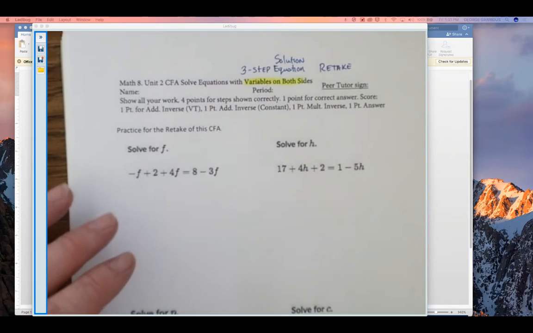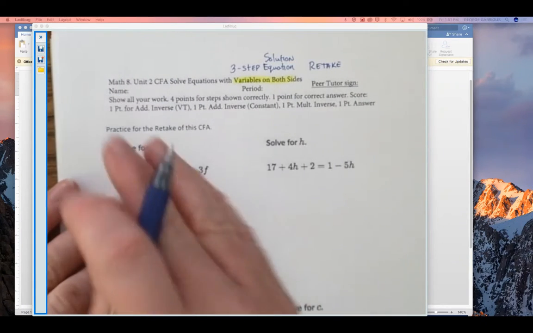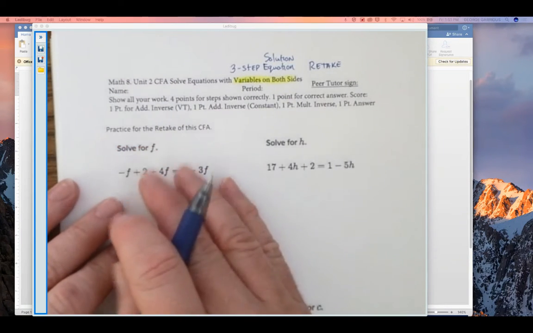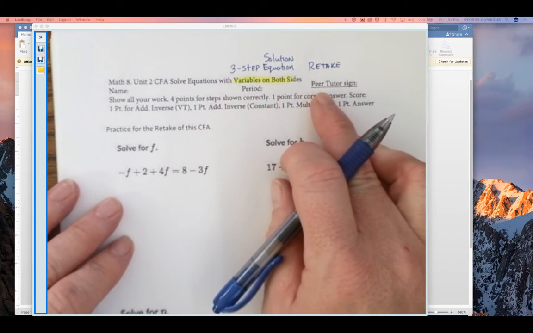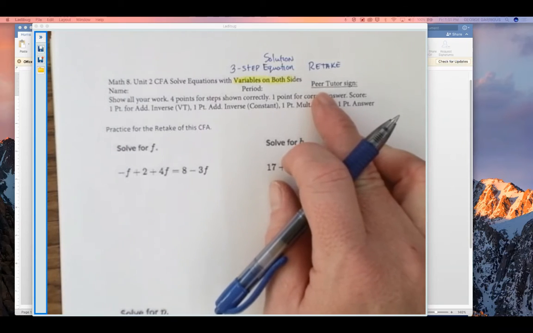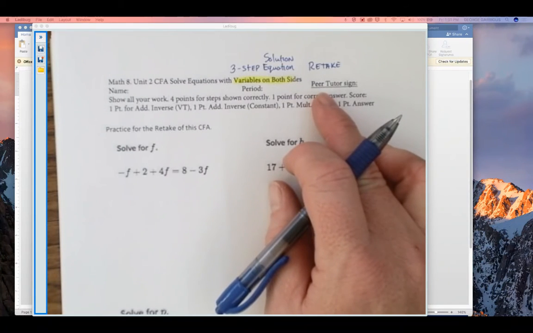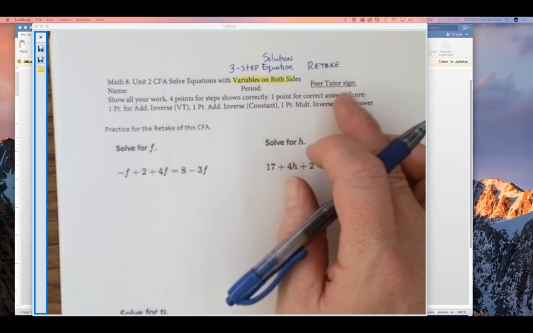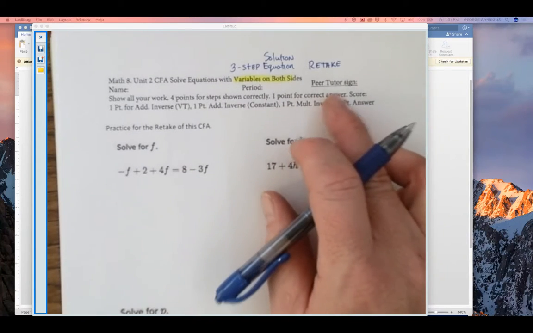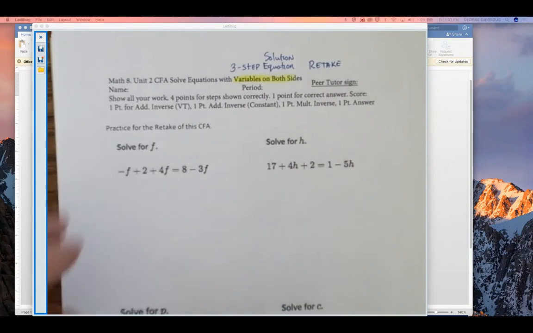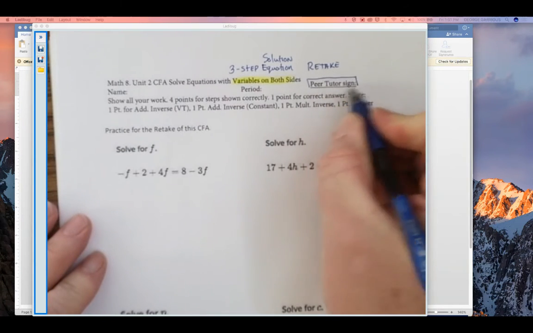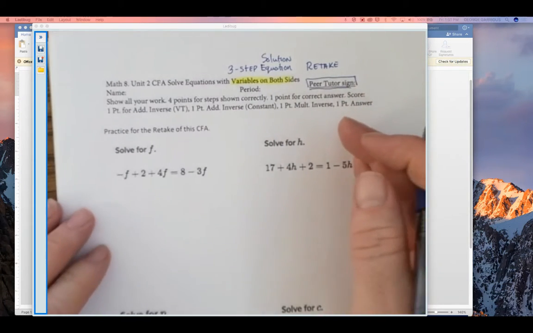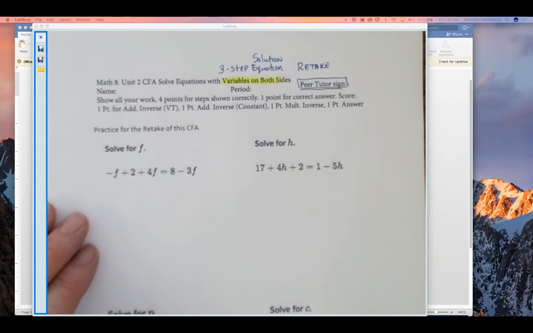So let's take a look here. This is practice. When you practice after this Ed Puzzle, you want to get a peer tutor. That's somebody that scored 12 or higher on the first CFA. Get them to help you to know and practice, and then get them to sign that. And I could give them something for that possibly. So you want this peer tutor to sign after you finish the Ed Puzzle and you practice. So during practice. Okay, so we'll take a look here.